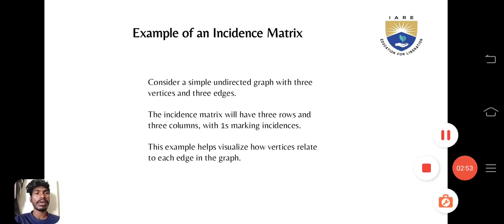Example of an incidence matrix. Consider a simple undirected graph with 3 vertices and 3 edges. The incidence matrix will have 3 rows and 3 columns with 1s marking incidence. This example helps visualize how vertices relate to edges in a graph.